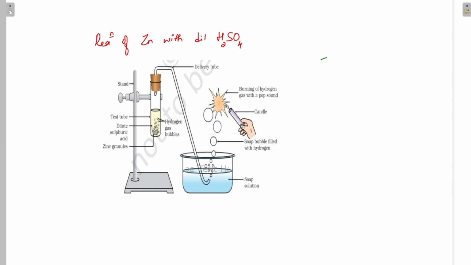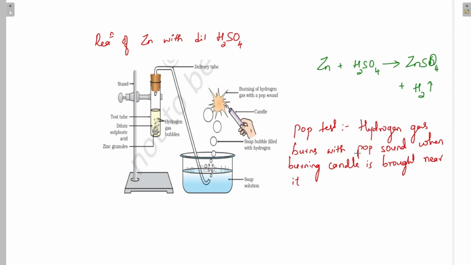As we have learned, when zinc is made to react with dilute H2SO4, that is dilute sulfuric acid, there is formation of zinc sulfate and hydrogen gas. In this reaction, hydrogen gas is liberated, which is collected in this delivery tube and passed through the soap solution. When this gas burns with a pop sound, then we conclude that the liberated gas is hydrogen. We call this test the pop test. Hydrogen burns with a pop sound when a burning candle is brought near to it. This is the test for hydrogen. You have to remember this test. Sometimes it may be asked in your examination also. How do you test the presence of hydrogen gas during the reaction? You have to mention this pop test.